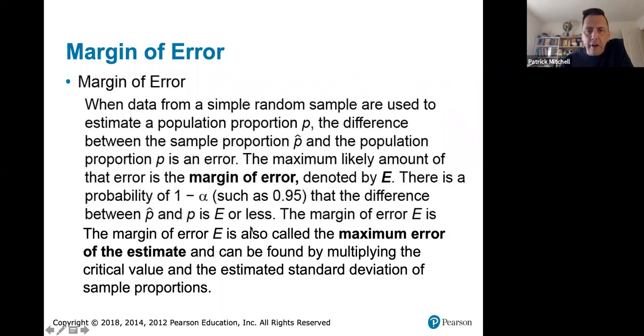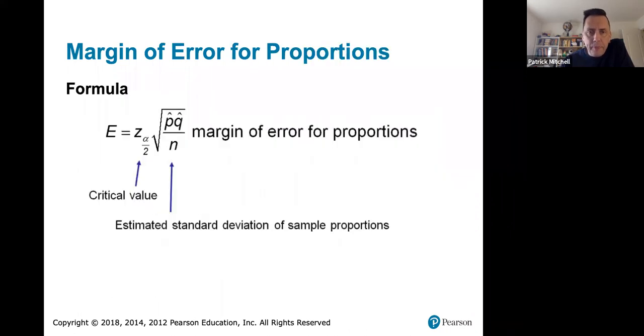So the margin of error is also called the maximum error of the estimate and can be found by multiplying the critical value and the estimated standard deviation of sample proportions. So we're going to put that all in a nice formula here. Well, starting right now. So here is the formula for the margin of error.